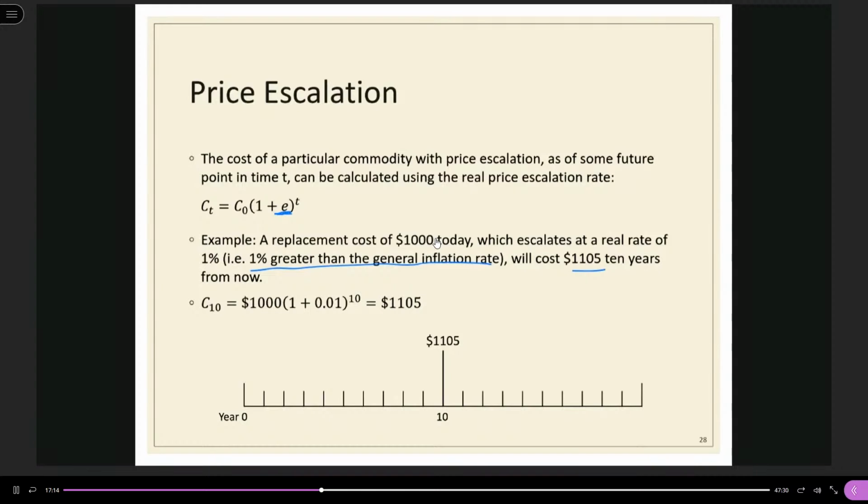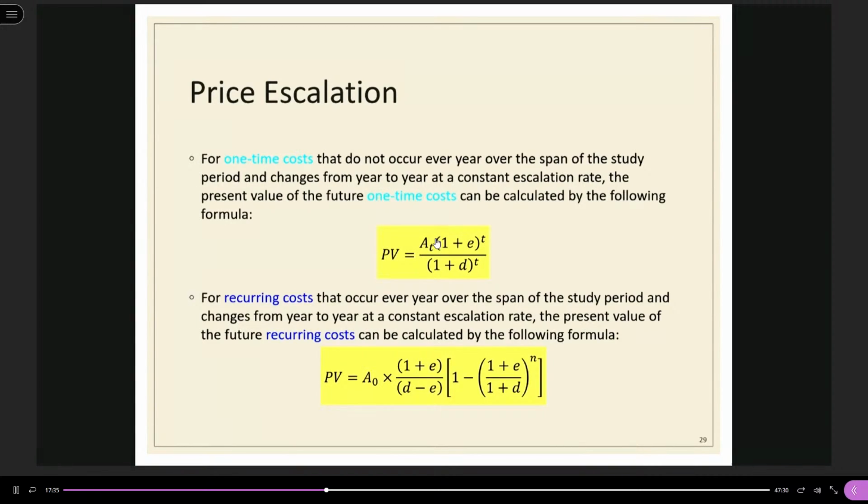E is the percentage of price escalation larger than the inflation rate. Some prices may increase faster than the inflation rate, then we need to add a price escalation rate. So if we include the price escalation rate in the equation that we used earlier, then the equation will be these two equations in the yellow box.